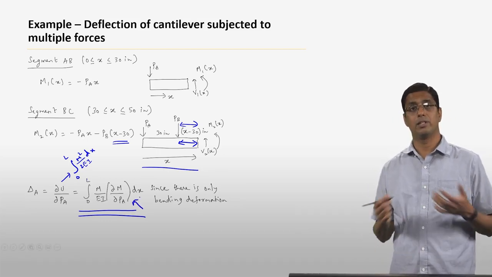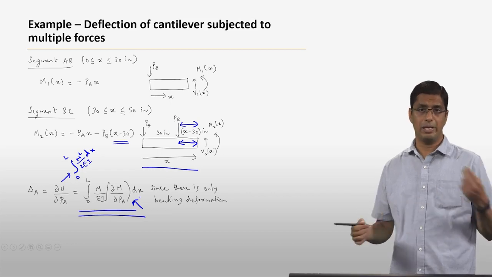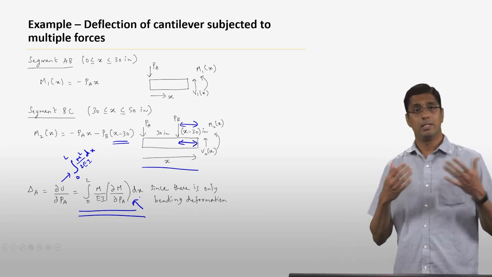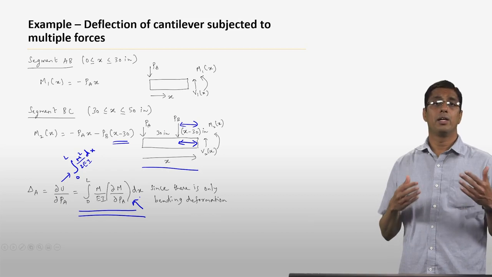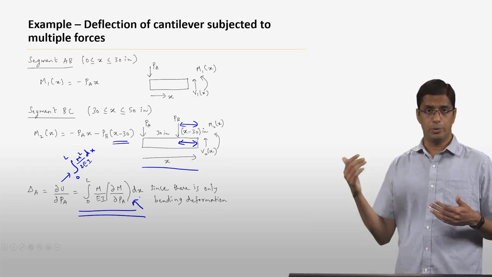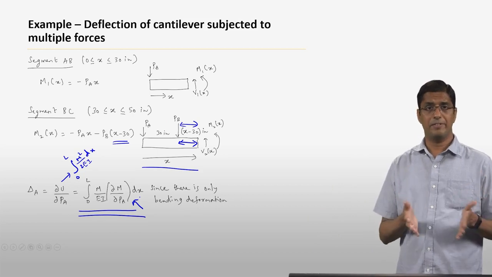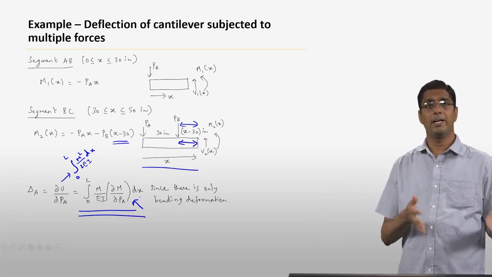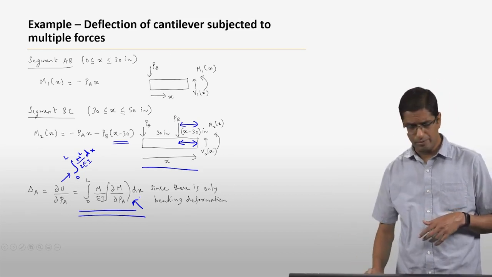Okay. And again, the reason that we can do this here is because there's only bending deformation. Now, in this case, again, you are going to have to split the integral from 0 to L over 2 and L over 2 to L, because the moment functions are different from A to B and from B to C. Okay, and that is what we are going to do next.